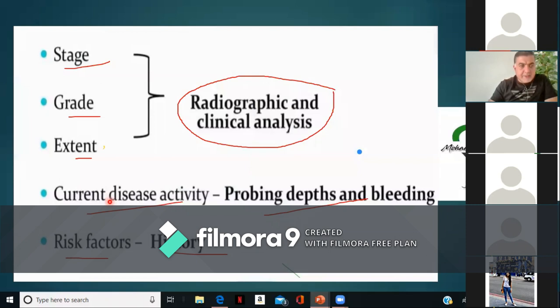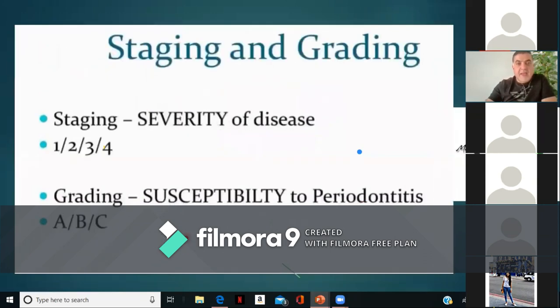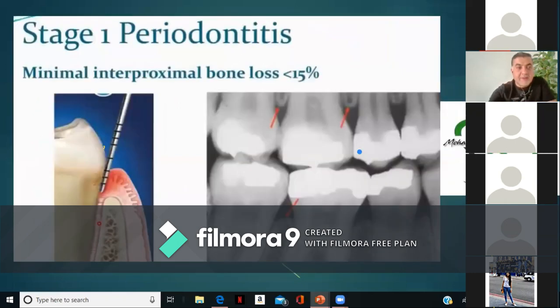Again, this is what I said. We need to write staging, grading, extent. Staging 1, 2, 3, 4; grading A, B, C; extent, localized, generalized, molar incisor; current disease, active, unstable, remission, stable; risk factor, smoking, or any of the others. Again, in detail: staging is the severity of the disease, 1, 2, 3, 4. Grading is susceptibility to periodontitis, A, B, C. This is the component.